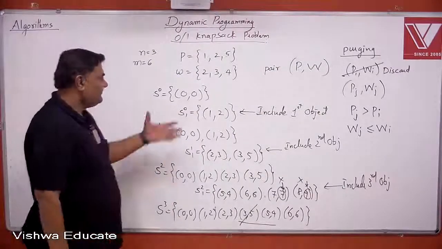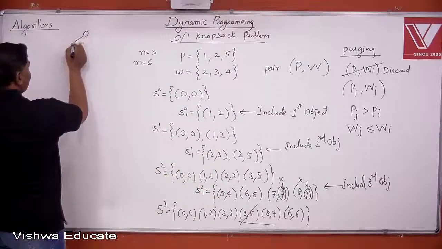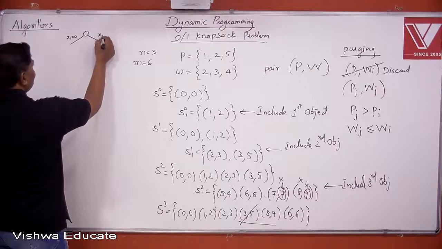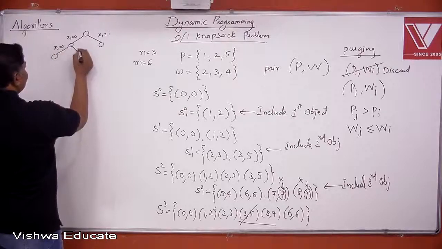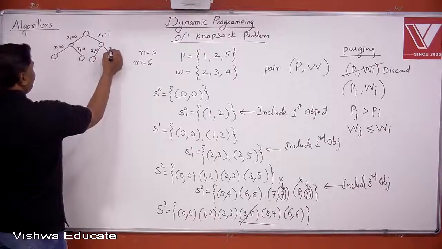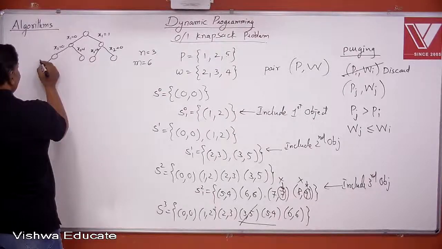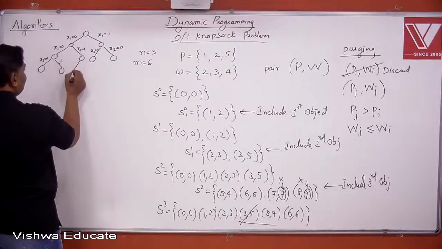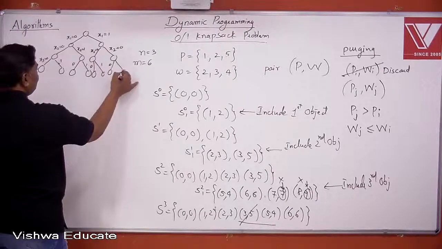Now we have generated all order pairs. It is just like this. I'll show it here. See, first object not included, first object included in the bag. Then here, second object not included, second object included in the bag. Right? Then third object not included in the bag, third object included in the bag. Not included, included, not included, included, not included, included.